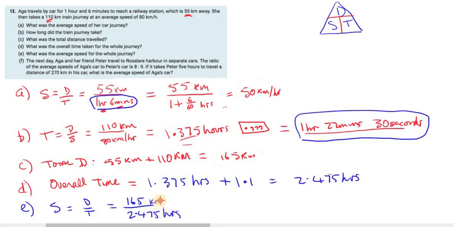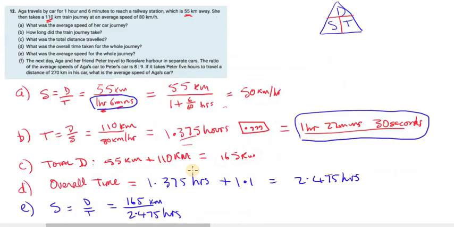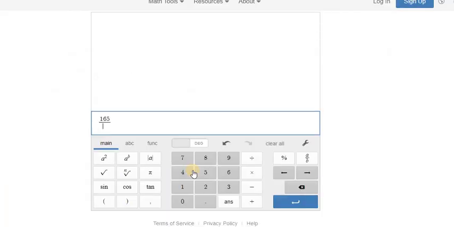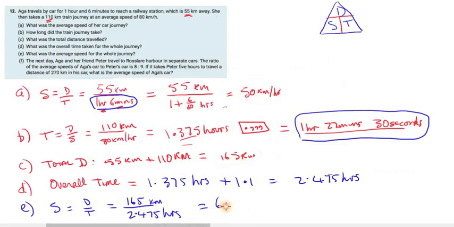So you see, now we have the units nicely. We have kilometers per hour. So 165 divided by 2.475 is equal to 66.6666. That's 2/3 as a fraction. Oh, look, 200 over 3, 66.66. That's equal to 66.66 recurring kilometers per hour, and that's equal to 66 2/3 kilometers per hour.